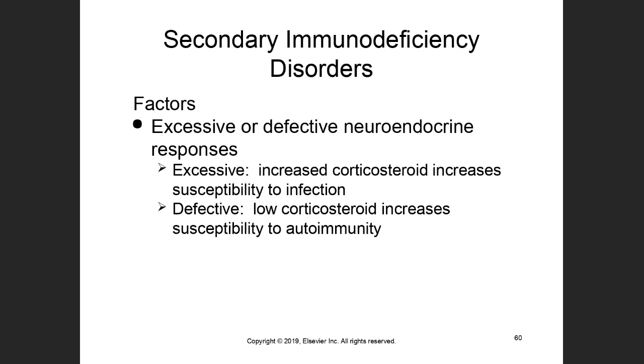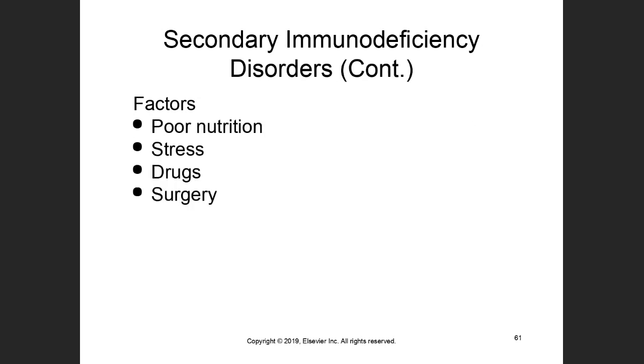Secondary immunodeficiency disorder. In fact, we have excesses of defective neuroendocrine response, excessive increased corticosteroid, increased susceptibility to infection, defective low corticosteroid, increased susceptibility to autoimmunity. We have different factors for secondary immunodeficiency disorder, like poor nutrition, stress, drugs, surgery. In stress, we have alcohol, and alcohol leads to poor nutrition. Okay. Any question from this chapter?